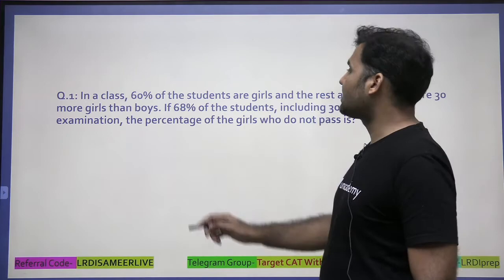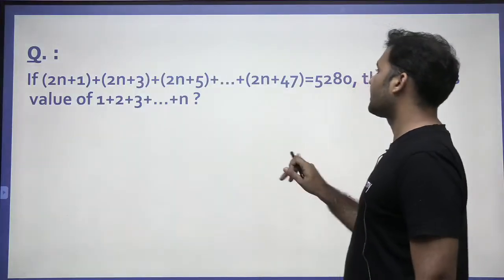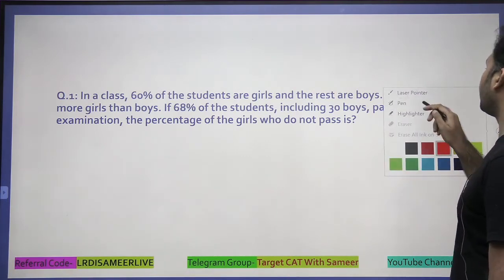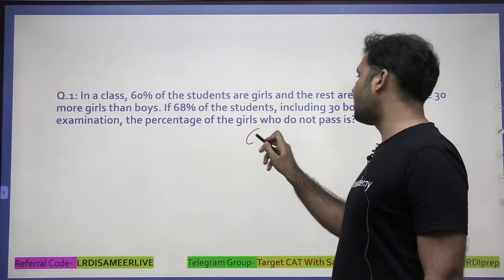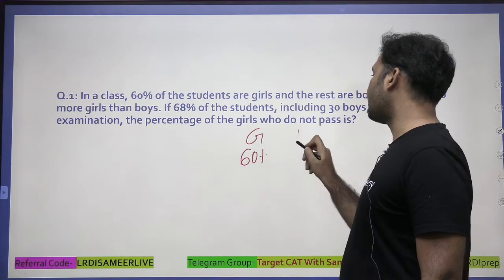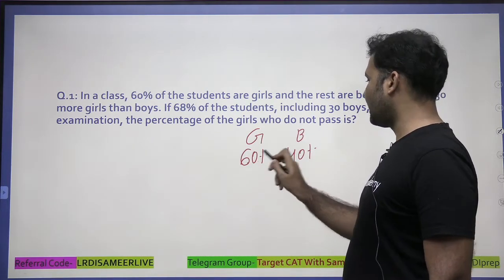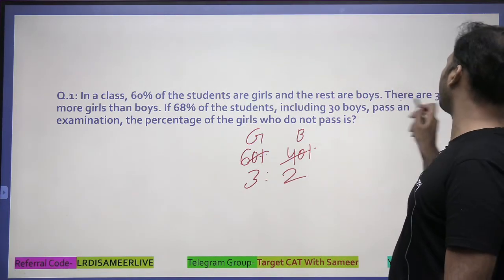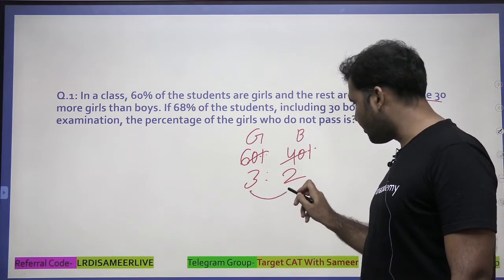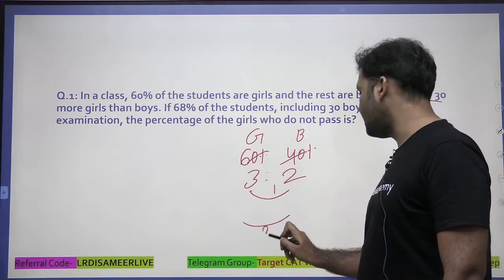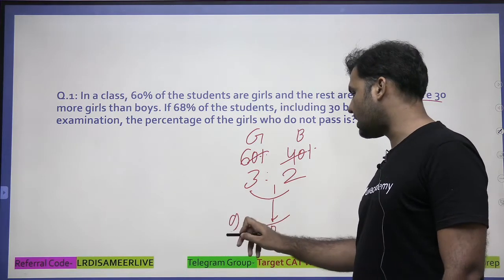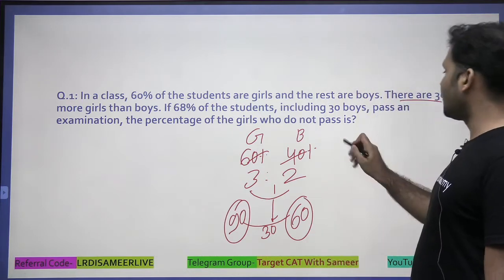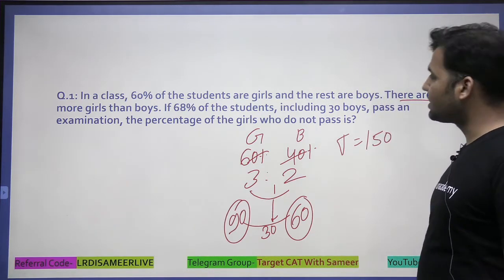Question number 1 says, in a class 60% of the students are girls and the rest are the boys. There are 30 more girls than boys. So if the number of girls is 60%, the number of boys will be 40%. So can I say the number of girls and the number of boys are in the ratio of 3:2? And because the difference between the number of girls and the number of boys is given as 30, the number of girls is 90 and the number of boys is 60. So can I say the total number of students in the class is 150.